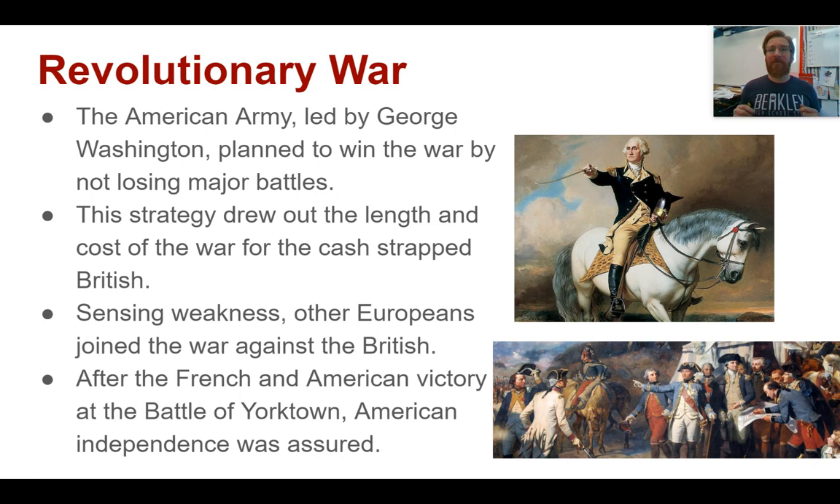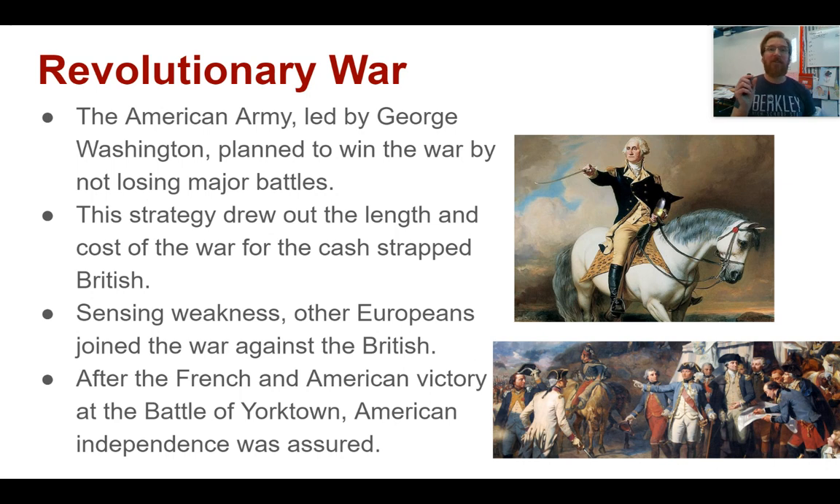That is, win by not losing. His strategy here was that over time, the British Empire, which was already stretched financially from the debts of the 7 Years' War, would have trouble fighting a prolonged war. So this strategy really does draw out the length of this war, makes it a long war, and it makes it an expensive war for the British.